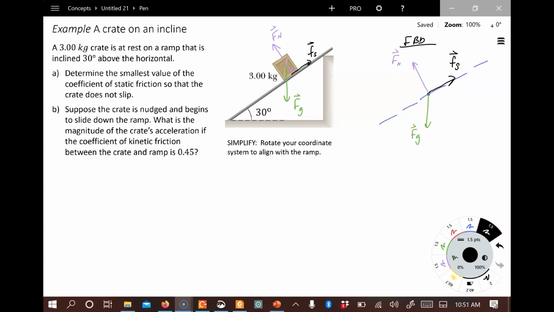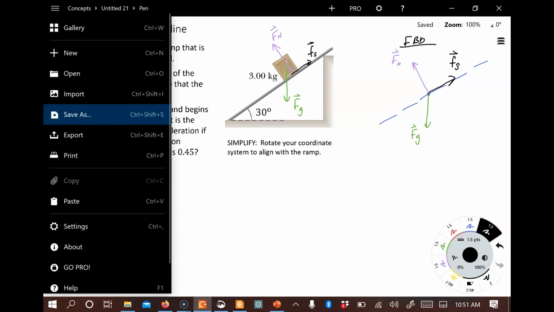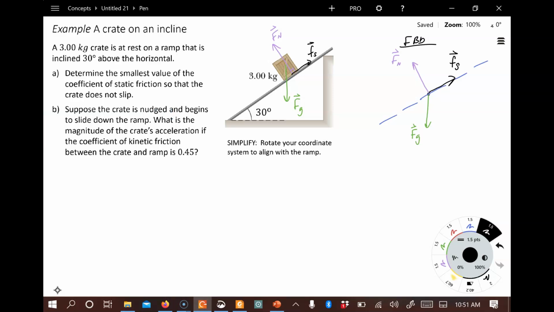Alright, so I've gone ahead and redrawn the vectors at a common point in the free body diagram, and I've also traced out the ramp angle just so we can see that. Now, one important thing to note here is that it says determine the smallest value of the coefficient of static friction so that the crate does not slip. That means we're at the point of slipping. That means we're actually at the max static friction.